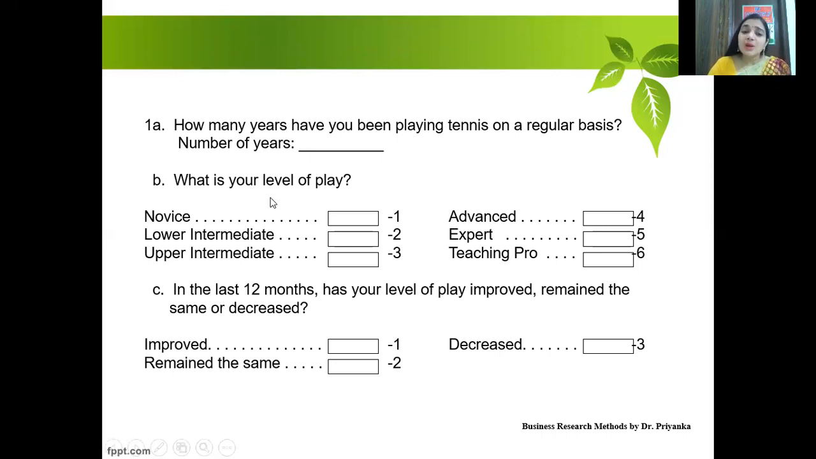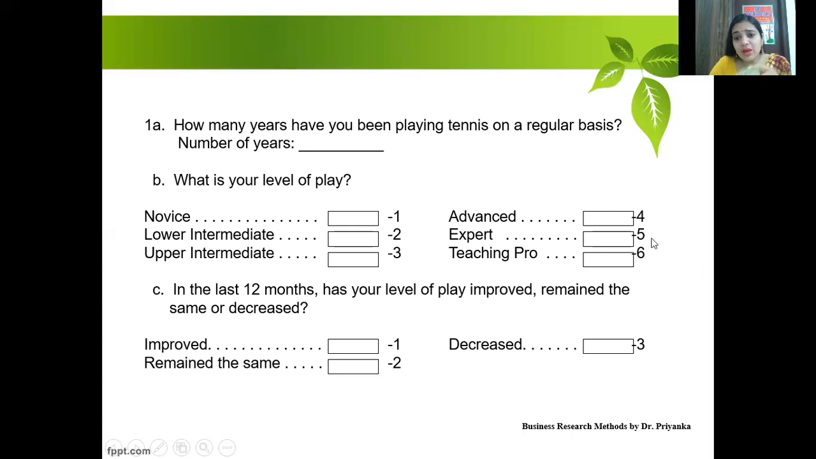Then, what is your level of play? For example, I have given these 6 options, right? Among these options, how would you rate them? How would you numerically code them? This is really important. You can normally put them starting from 1, 2, 3, 4, 5, 6. For example, if teaching pro was mentioned here at the start, then expert, then advanced, then upper intermediate, then lower intermediate, and then novice, then what would you do?